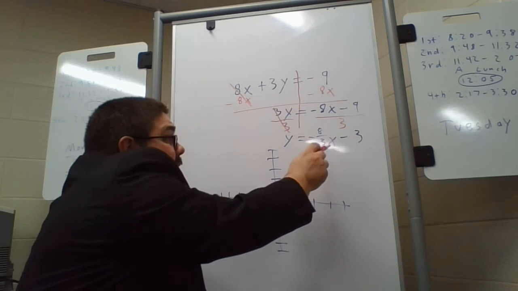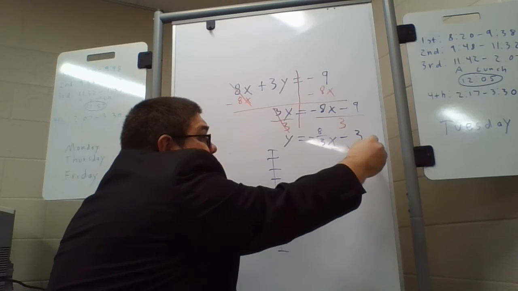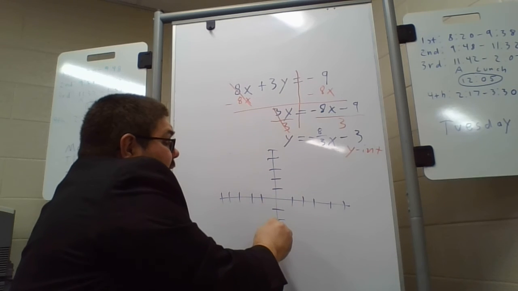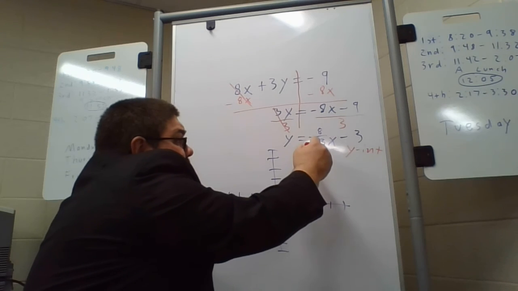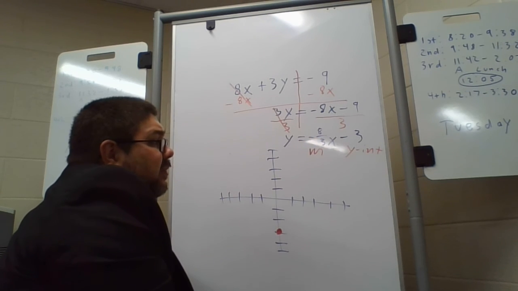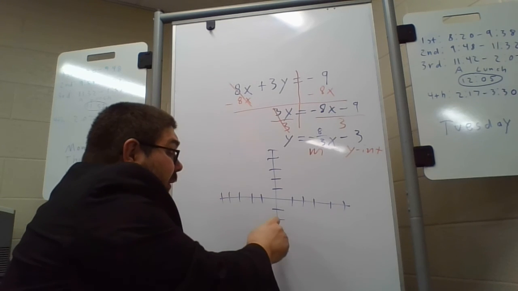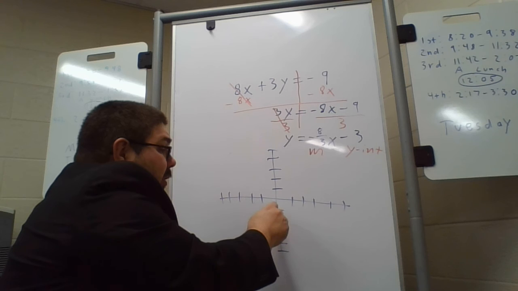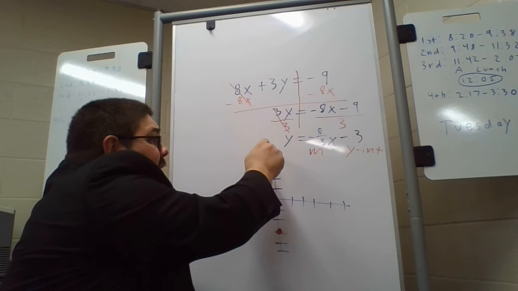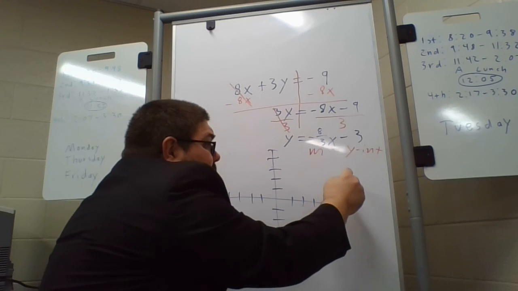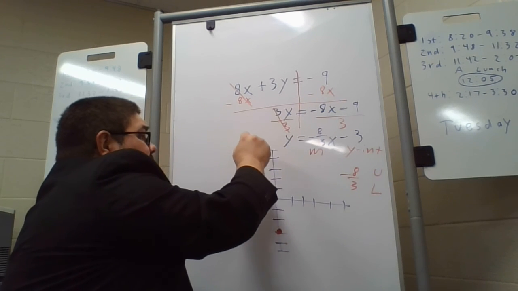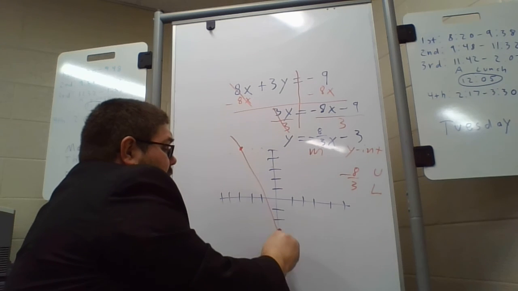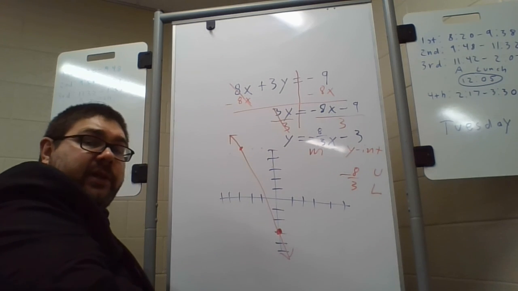Now we graph. We found our y-intercept, which is of course our constant: 1, 2, 3. We graph that at negative 3 on the y-axis. Our slope is the coefficient of x, negative 8 over 3. It's negative. Now we don't have room to go down 8, so we have to go up: 1, 2, 3, 4, 5, 6, 7, 8. And it's negative, so if we go up 8, we then have to go left 3: 1, 2, 3. And that's it.